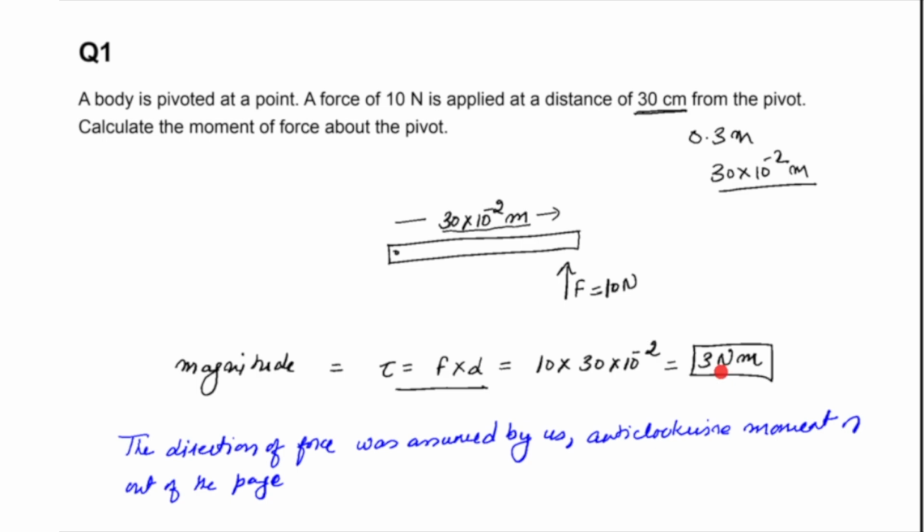So this will be the magnitude because direction I have chosen. I have made this diagram. So if force is like this, our moment will be anti-clockwise movement or out of the page.